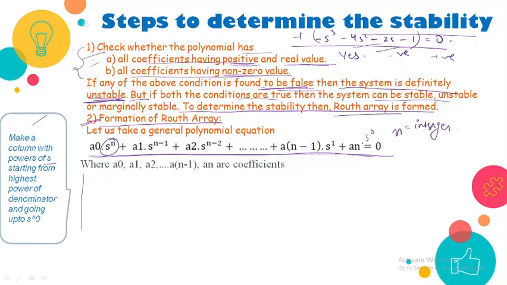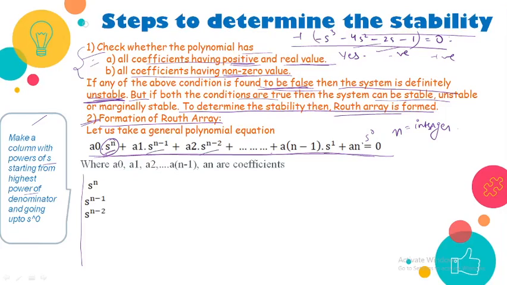आपको एक column बनाना पड़ेगा with powers of s starting from the highest power of the denominator and going up to s to the power 0. So what does this mean? Like first you'll write s to the power n because that's the highest. Next, going down to s to the power 0. तो आप पहले s to the power n लिखेंगे, then s to the power n minus 1, then s to the power n minus 2 and so on.